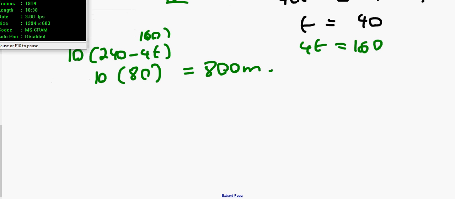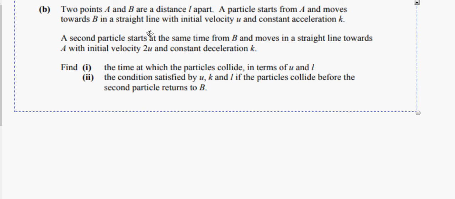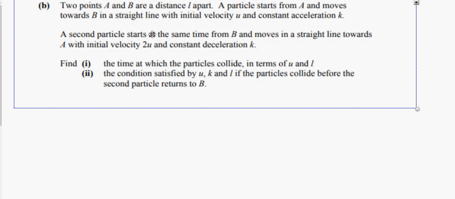Right. 2 points A and B are distance L apart. A particle starts from A and moves towards B in a straight line with initial velocity u and a constant acceleration k. A second particle starts at the same time from B and moves in a straight line towards A with initial velocity 4u and a constant deceleration of k. Find the time at which the particles collide in terms of u and L. Alrighty.